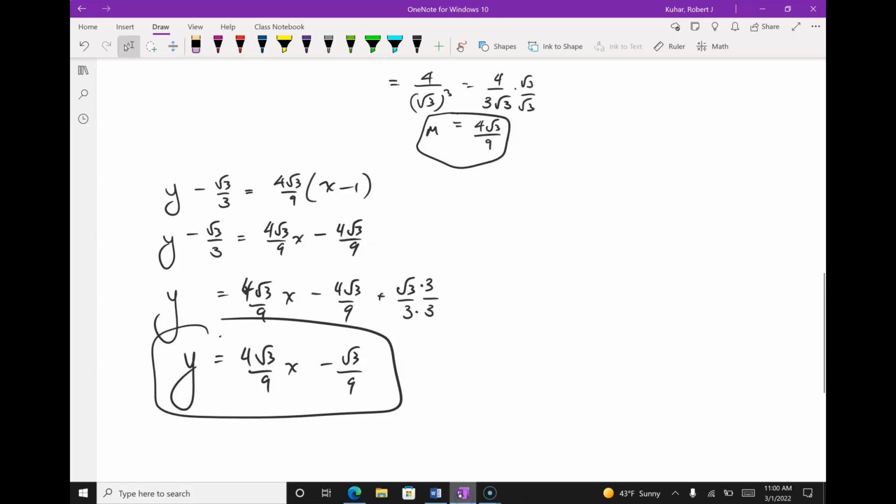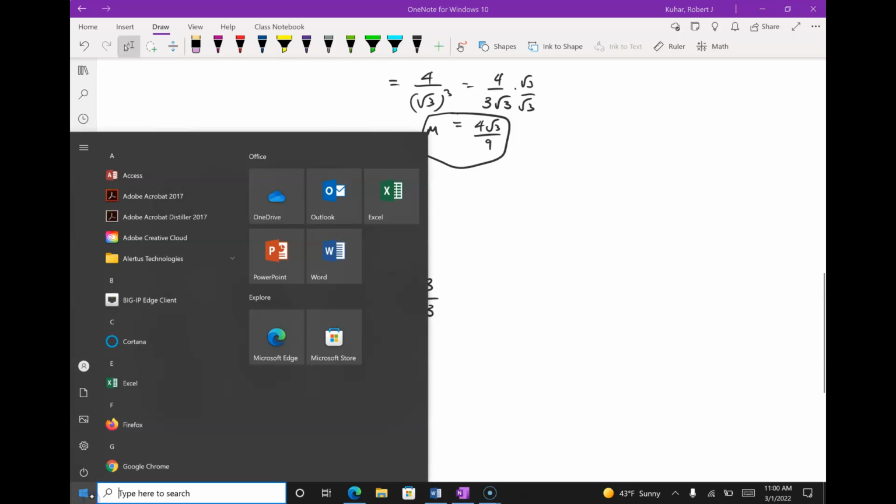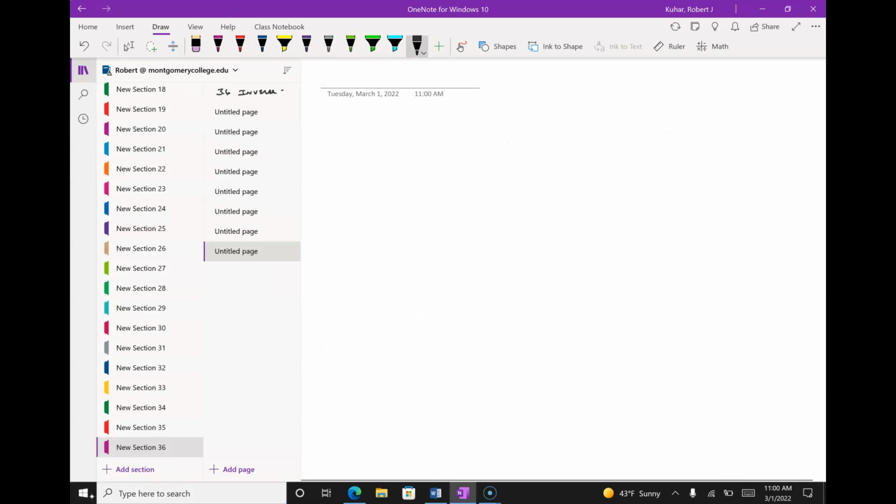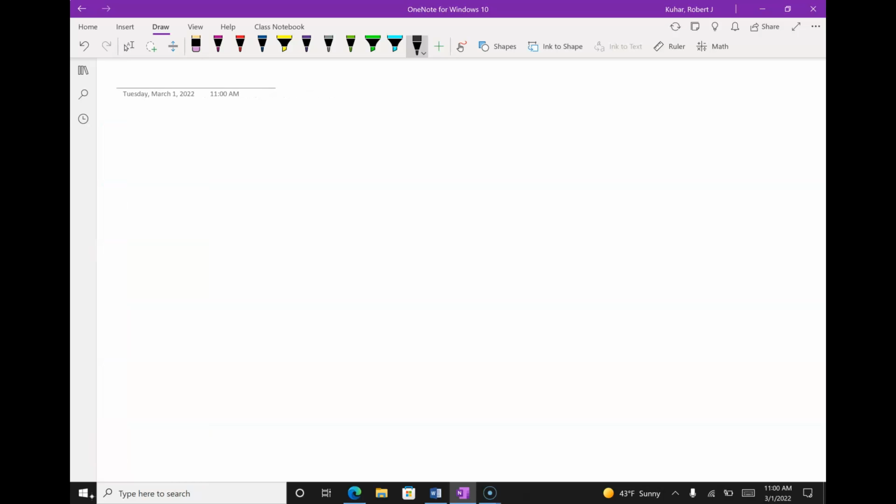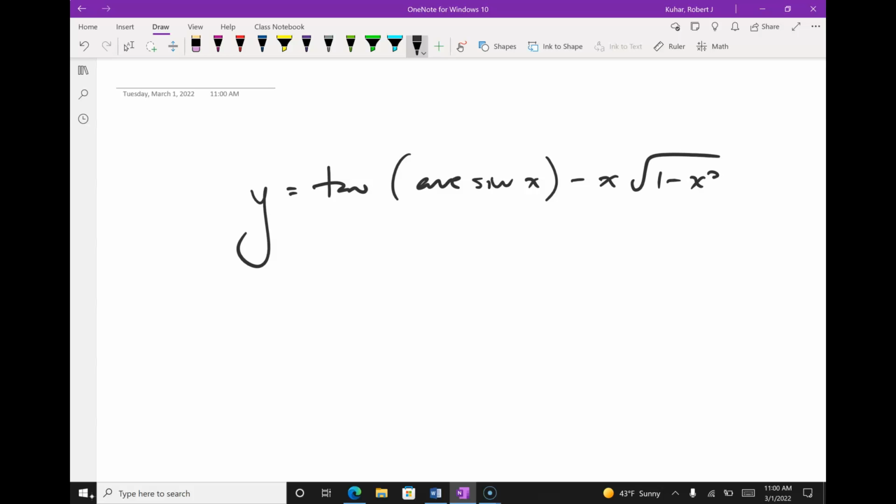Ready? Oops, wrong button. So I've got y equals the tan of the arc sine of x minus x square root of 1 minus x squared. So I want y prime in terms of x. Okay?